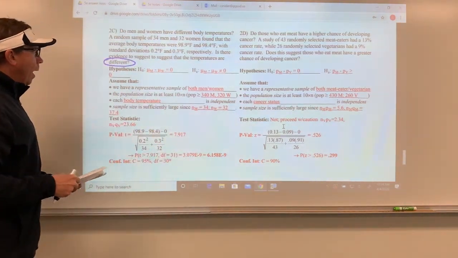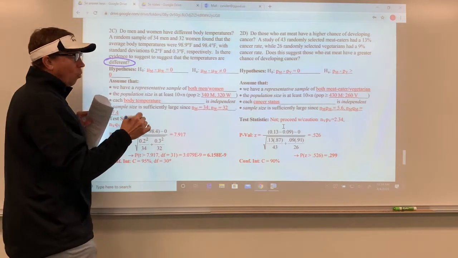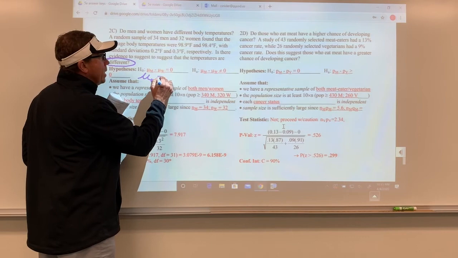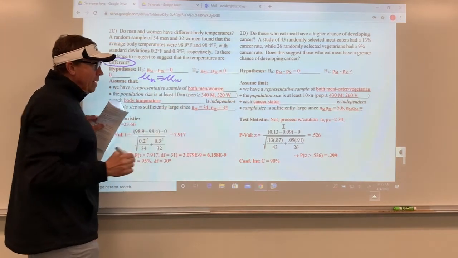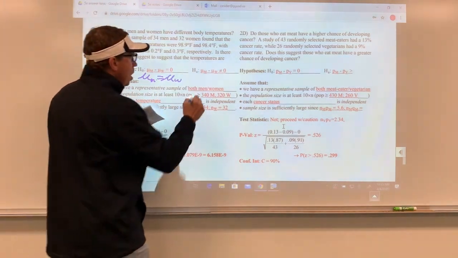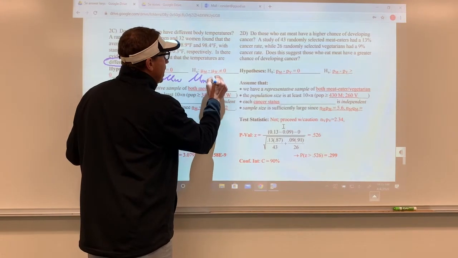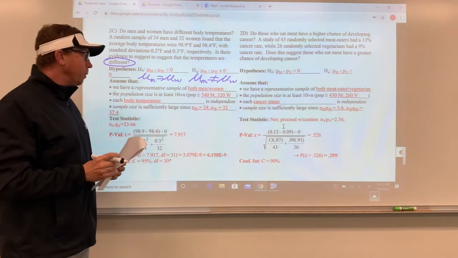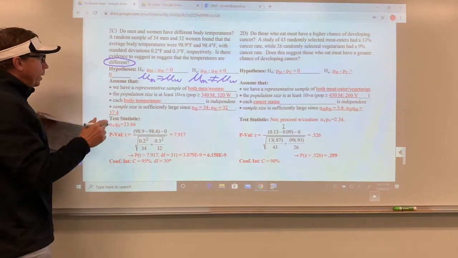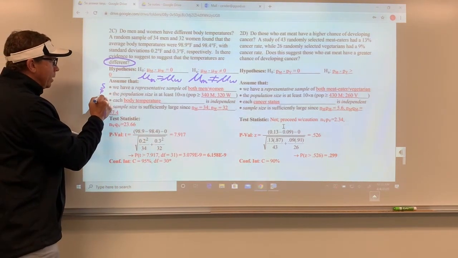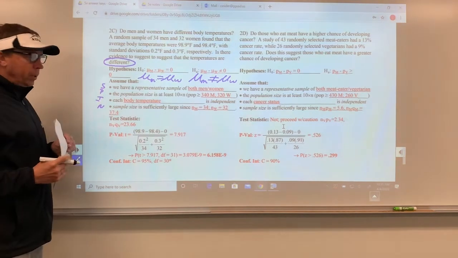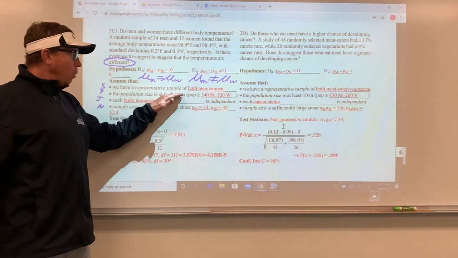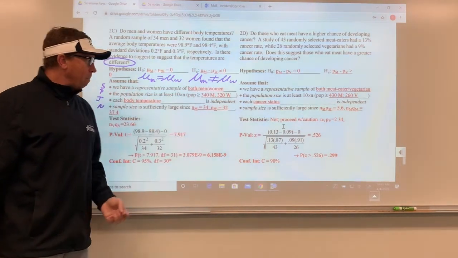Okay? All right. Now, again, most likely you're going to write this differently. You're probably going to write H0 as mu sub men equals mu sub women, meaning their temperatures are the same. And then mu sub men is not the same as mu sub women. Their temperatures are different, okay? Your assumptions, and once again, I always point out it's the SPIN acronym to remember, but don't write that, just write the bullet points. Assume that we have a representative sample of both men and women.